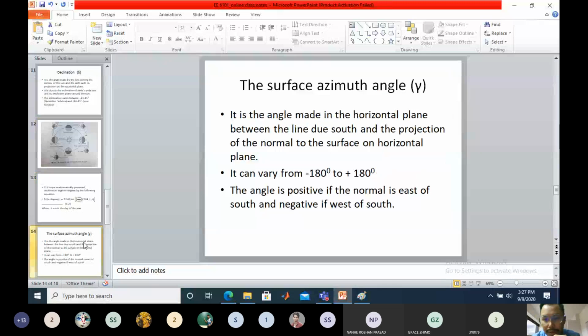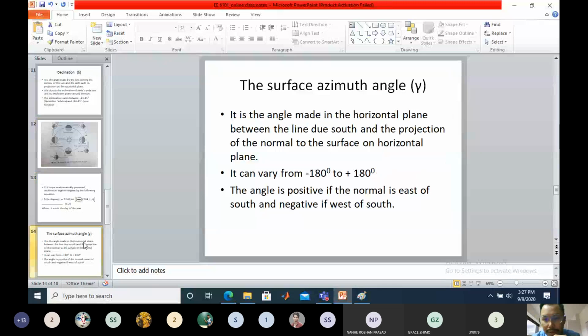Okay, now I'm going to consider a figure in order to explain the surface azimuth angle. Let's see, okay, here it is. Now imagine this is the horizontal surface or horizontal plane for the time being. Okay, this one, this boundary. This is the horizontal plane.